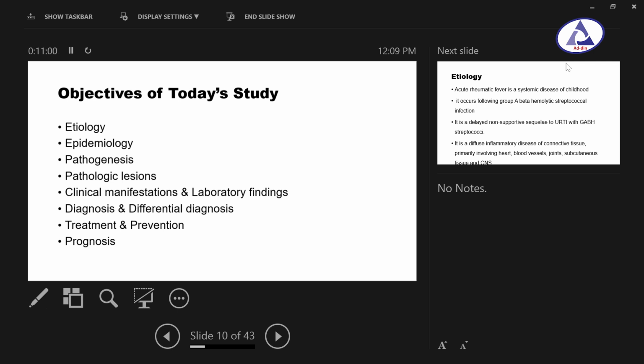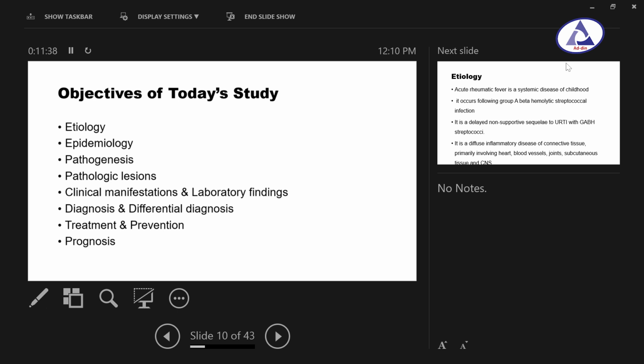Then, what will be our objectives of today's study? Objectives of our lecture are first etiology of acute rheumatic fever and epidemiology, pathogenesis, pathological lesions, clinical manifestations and laboratory findings, diagnosis and differential diagnosis, treatment and prevention and prognosis. We will be able to know after the end of the session, end of the lecture.